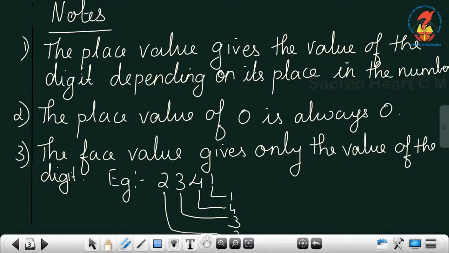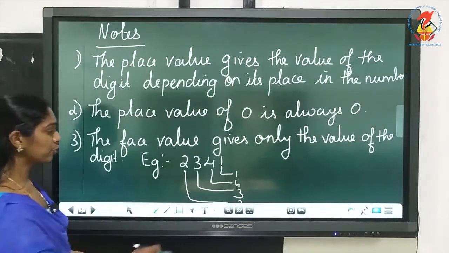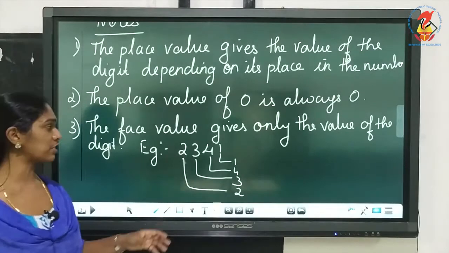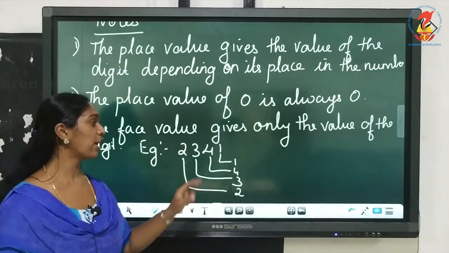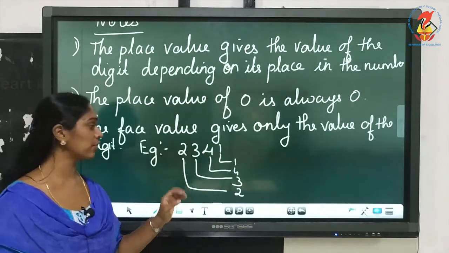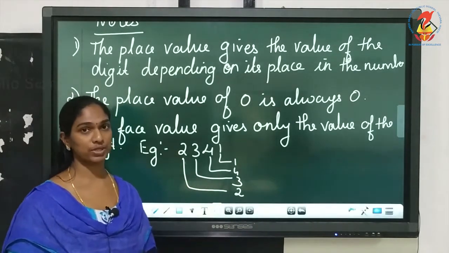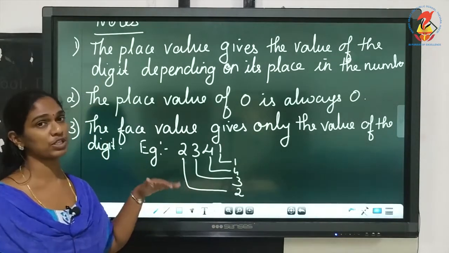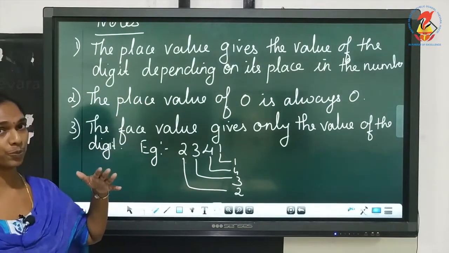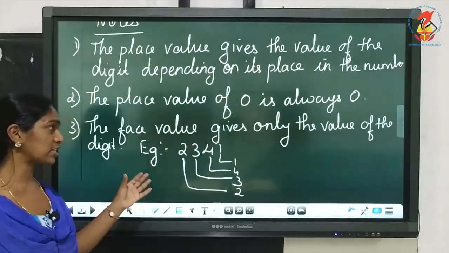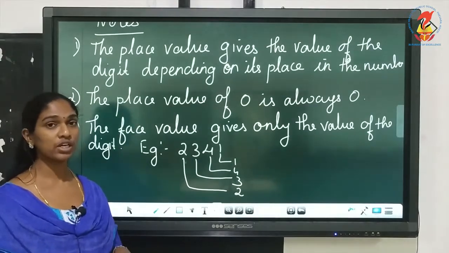Now coming to face value. Face value gives only the value of the digit, that is, see the example 2, 3, 4, 1. You can see the face value of 1 will be 1 itself, face value of 4 will be 4 itself, face value of 3 will be 3 itself, face value of 2 will be 2 itself. So, this is the difference between face value and place value. Place value gives you the value of the digit depending on its place. Face value gives you only the value of the digit.